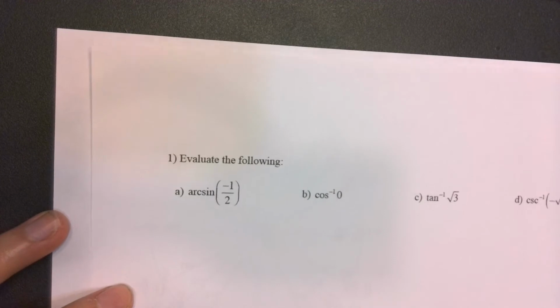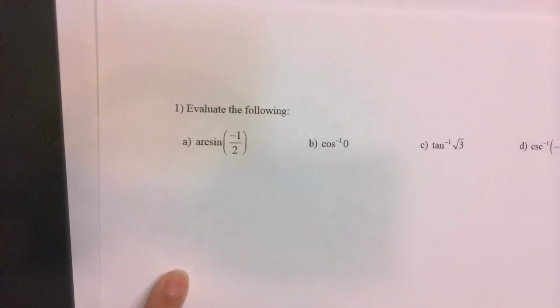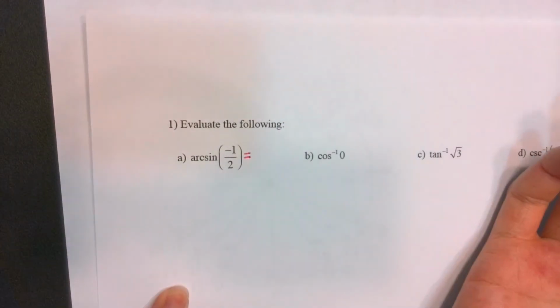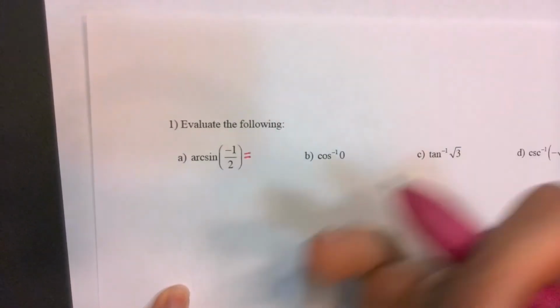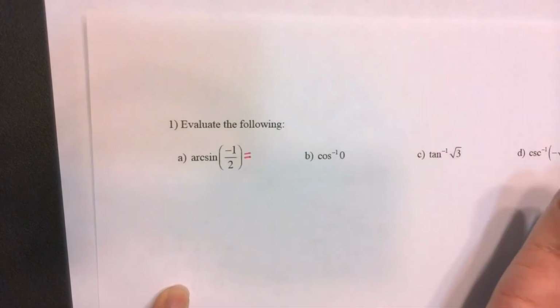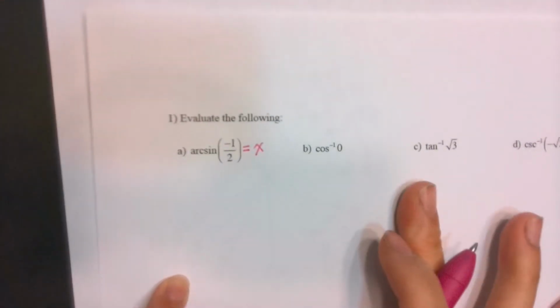All right, evaluate the following: arc sine of -1/2. And you're like, what? I don't even know where to start. Fine, I'll help you. What you can do is just set it equal to whatever variable you want. You can do x, you can do h, you can do c for COVID. Whatever. I'm going to do x. Are you guys good so far?